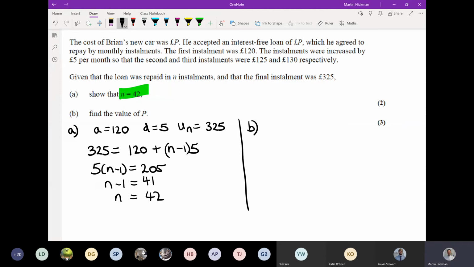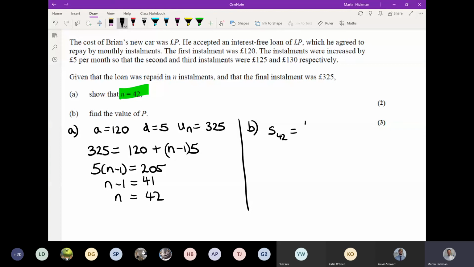So n is 42. And then we're going to find the value of P. So that's just the price of the car. It's an interest-free loan, so there's no interest being added to any of these payments. Basically, he's just paying off the cost of the car every time he pays back. He's not paying off the interest on it as well. So we just want to find the sum of the 42 payments.